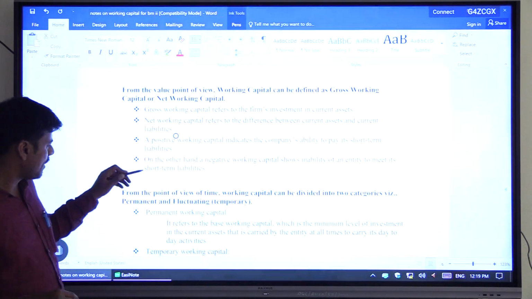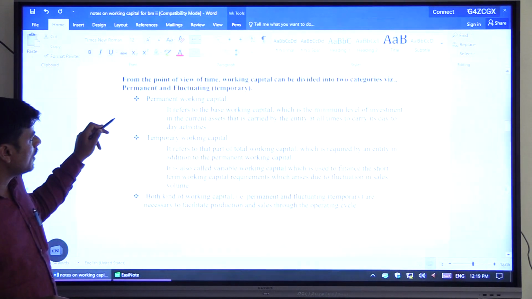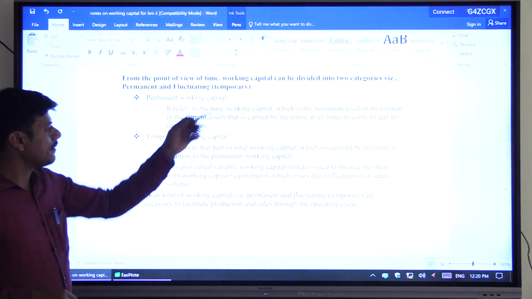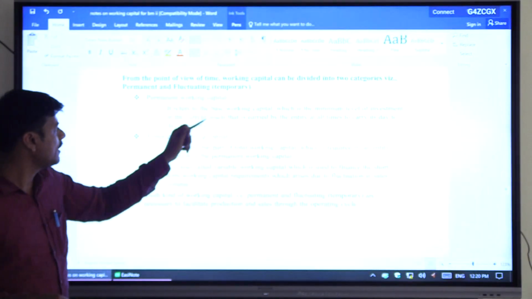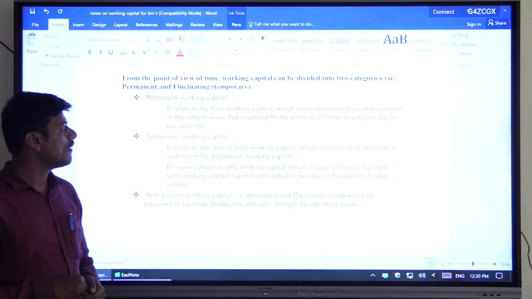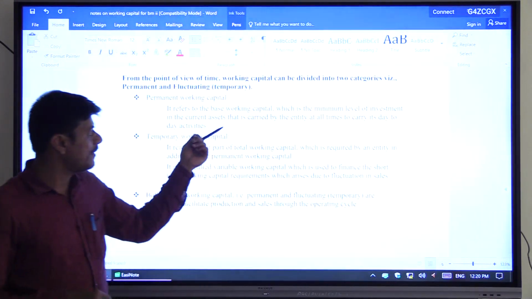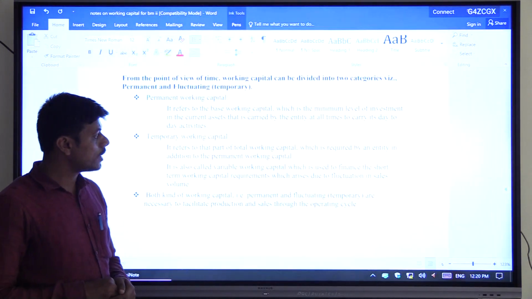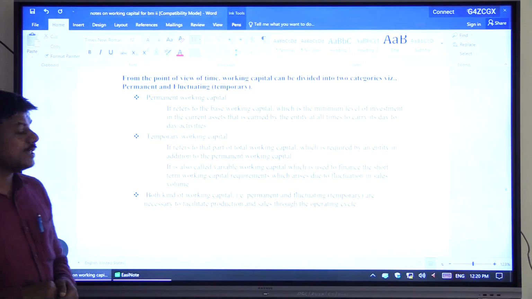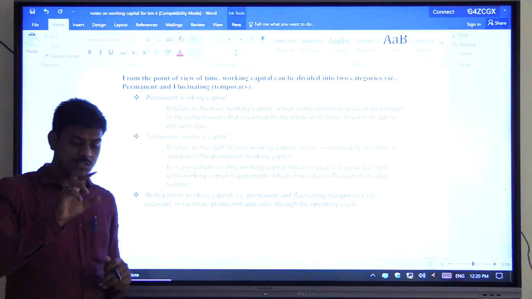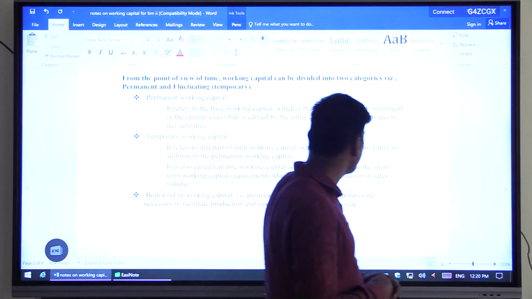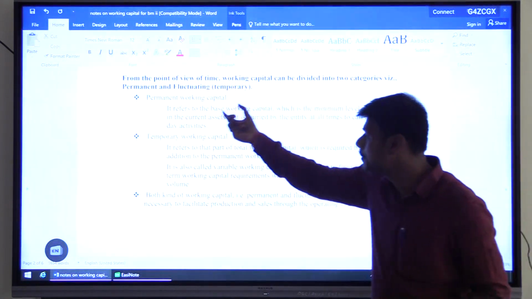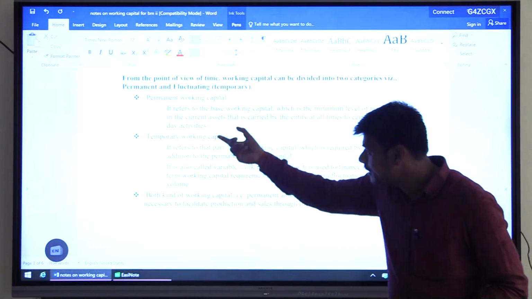Then from the point of view of time, the working capital can be divided into two categories, namely the permanent and the fluctuating, that is called the temporary working capital. The permanent working capital refers to the base working capital. That means the companies decide their minimum level of investment into current assets that is carried by the entity at all times to carry its day-to-day activities. That means the company or entity estimates its total of current assets, that means the investment into their current assets at all times to carry its day-to-day activities.